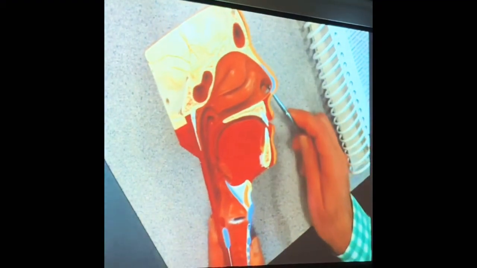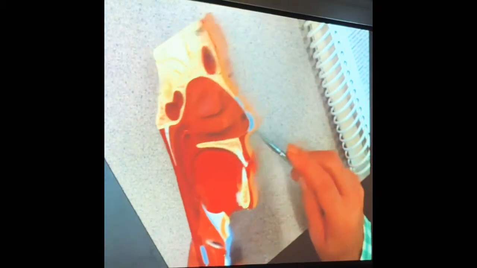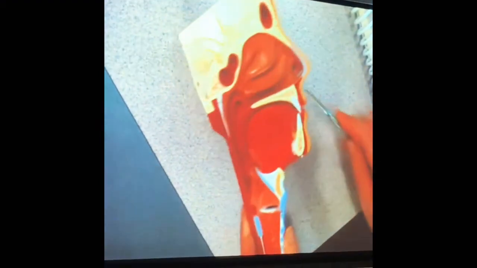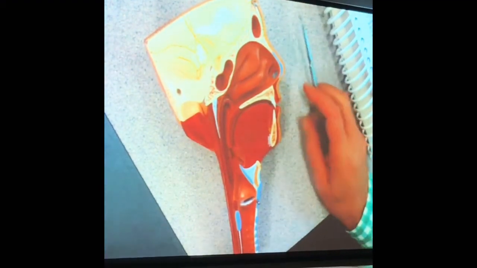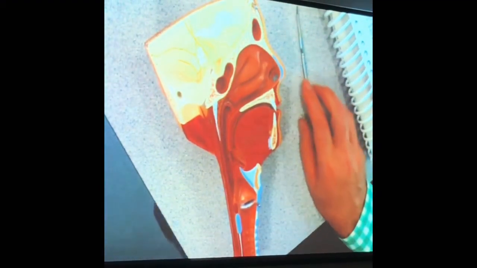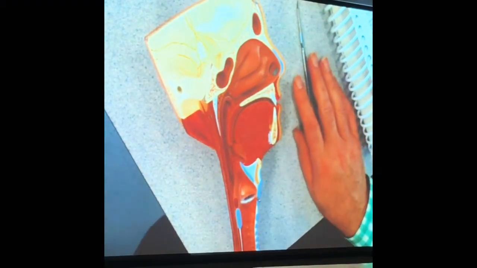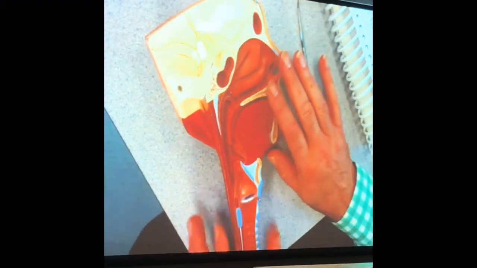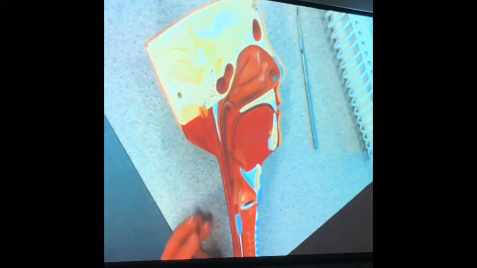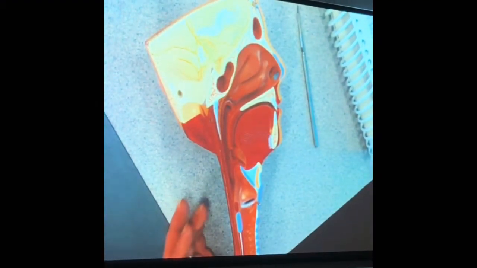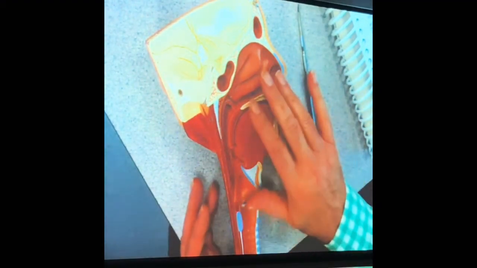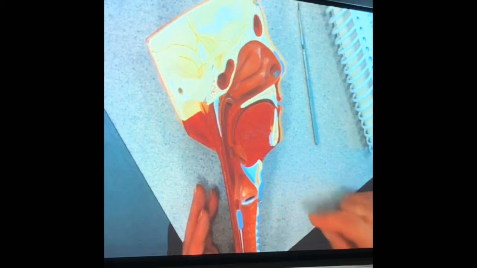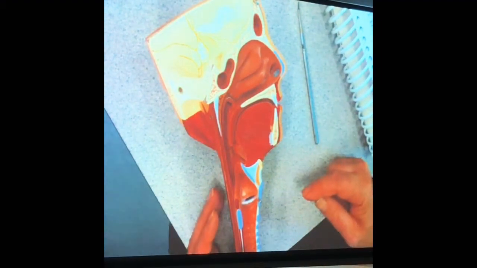This is the nasal cavity here. So this is called the external nares. And coming into the nasal cavity, the mucosa has respiratory epithelium. For lecture, the respiratory epithelium is ciliated pseudostratified columnar cells, interspersed with goblet cells. The function of it is to warm, humidify, and filter the air.